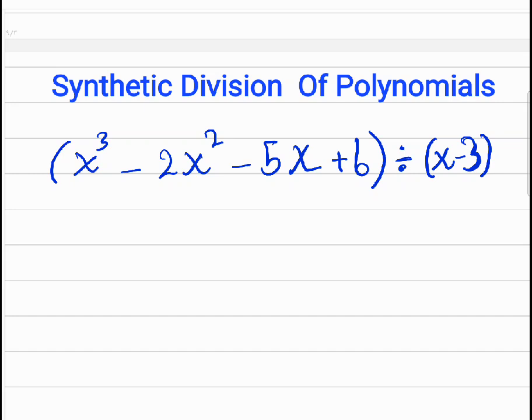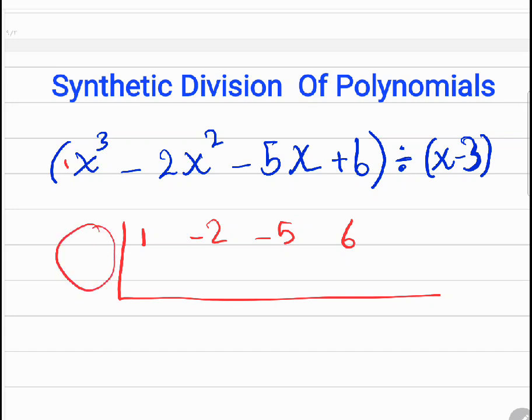Well, first, let's draw this. On the inside, you want to put the coefficients of this function. So it's 1x cubed minus 2x squared minus 5x plus 6. Now, you need to put a number here. What number do you think goes in that region?